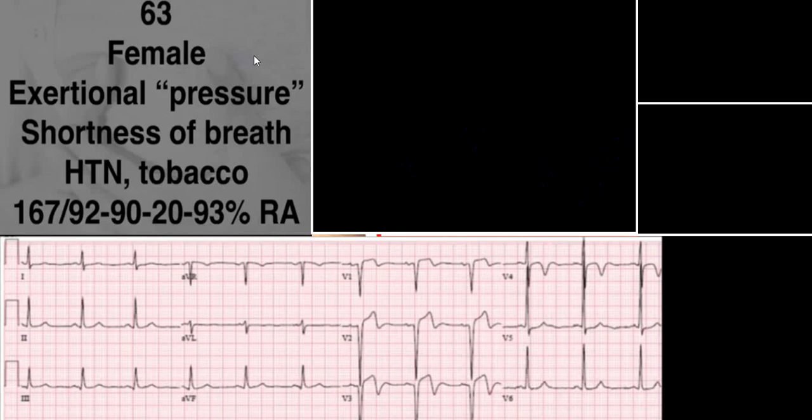This is another case where person, female 63-year, complaining of shortness of breath, exertional pressure means exertional chest pain, hypertension, tobacco chewer. This is a blood pressure, hypertensive, uncontrolled, pulse is 90, respiration is 20, and SpO2 is 93, and person is having this ECG.